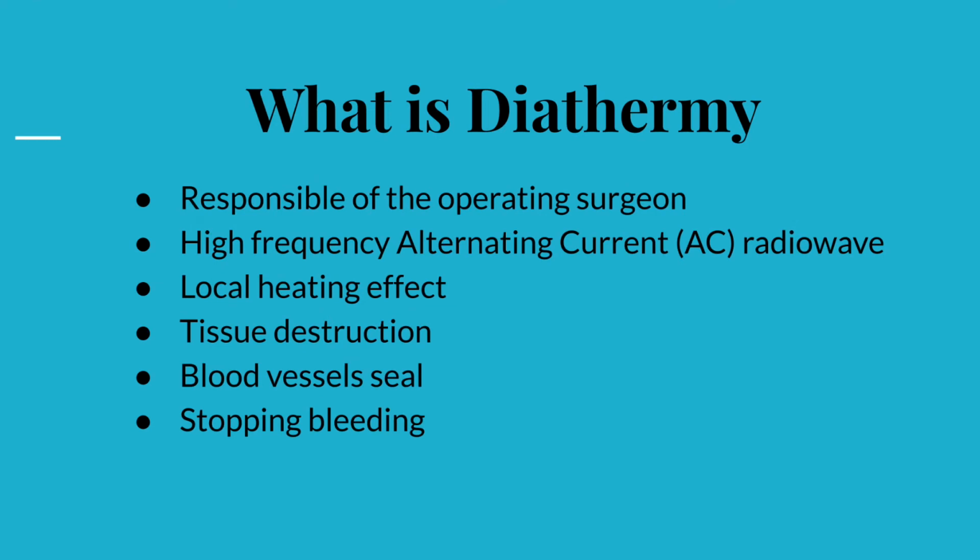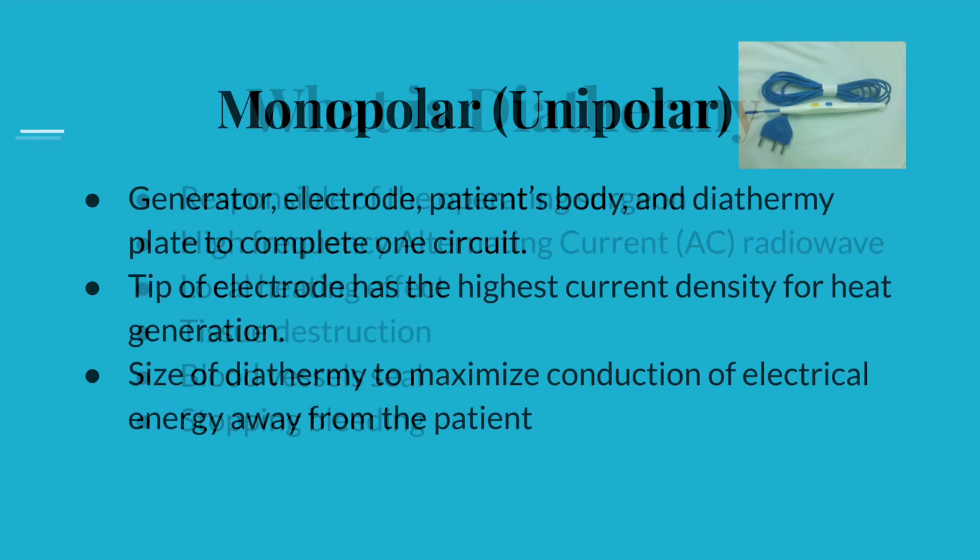So, what is actually a diathermy? Before we move on any further, it is good to first understand that it is the ultimate responsibility of the operating surgeon. It functions by using high-frequency alternating current radio waves to produce a local heating effect which can be used to destroy tissues, to seal the blood vessels, and also to stop the bleeding, depending on the different modes that we use.